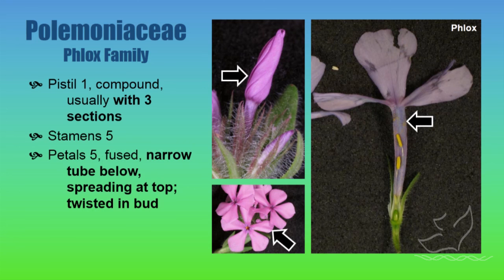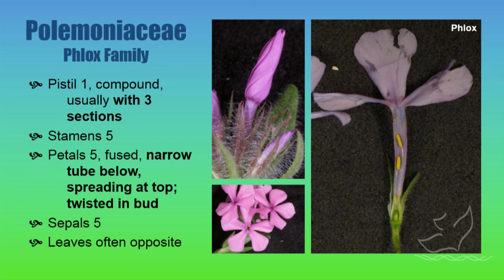Petals are 5. They form a narrow tube at the base, and then they splay apart from each other, or spread apart at the top, forming sort of almost a pinwheel look. Also, the petals, when you look at them in bud, have a characteristic twist that you could see. So again, that would give you a strong sense that this is probably in the Polemoniaceae, although there are a few other families with twisted buds. Sepals are 5. Leaves are opposite.